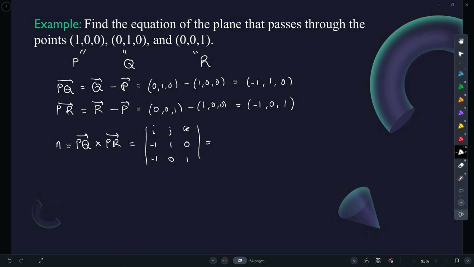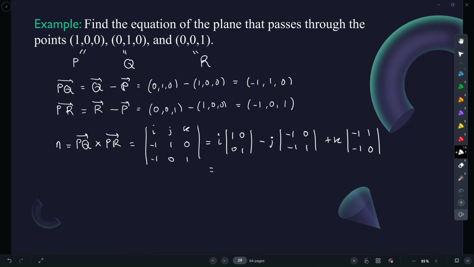And remember that we expand those determinants, and it's i times the determinant 1, 0, 0, 1, minus j times the determinant that you get when you cancel out this row and this column. So the determinant minus 1, 0, minus 1, 1, plus k times the determinant that you get when you cancel out this column and this row. So what I get is minus 1, 1, minus 1, 0.